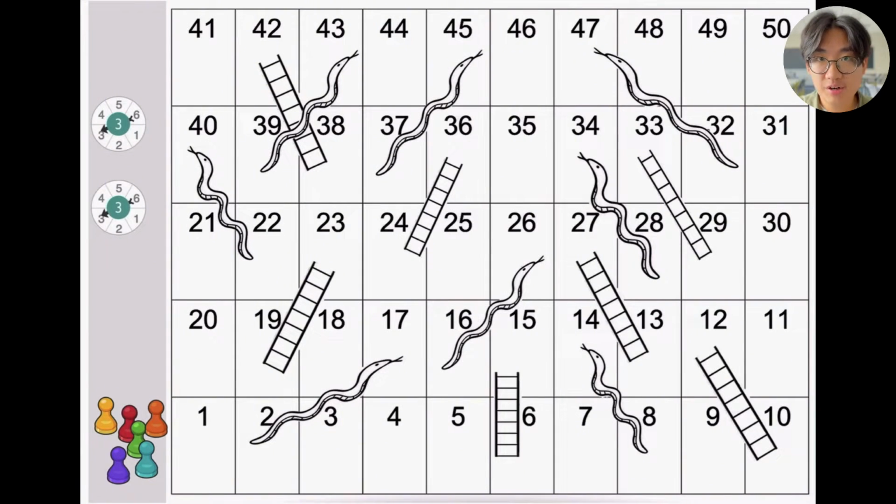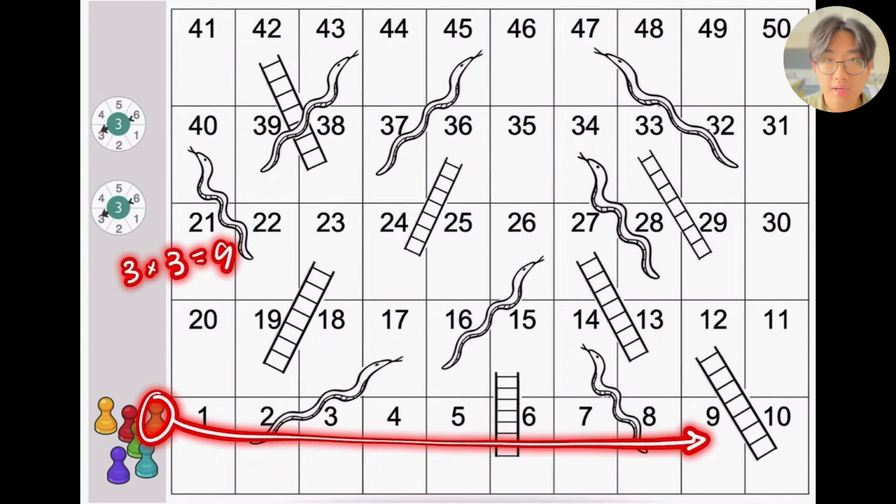Now let's go over a scenario where you can generate discussion with your students. In this scenario, let's say your students spun a 3 and a 3, and let's say they are the orange piece. The immediate thought may be to multiply the 3 and 3 to get 9 and to move their game piece all the way over here. However, there is a better move with a different operation.